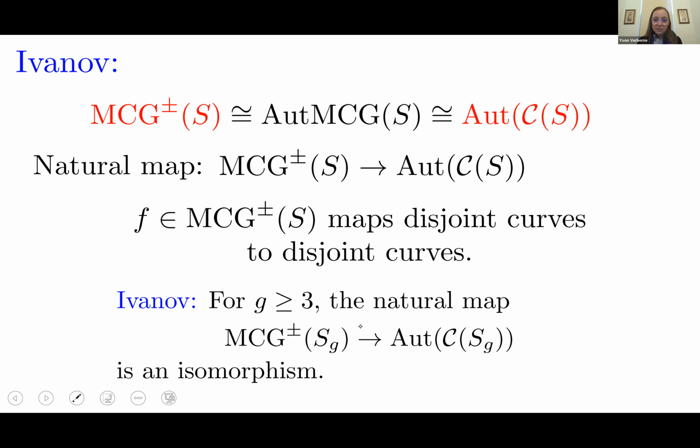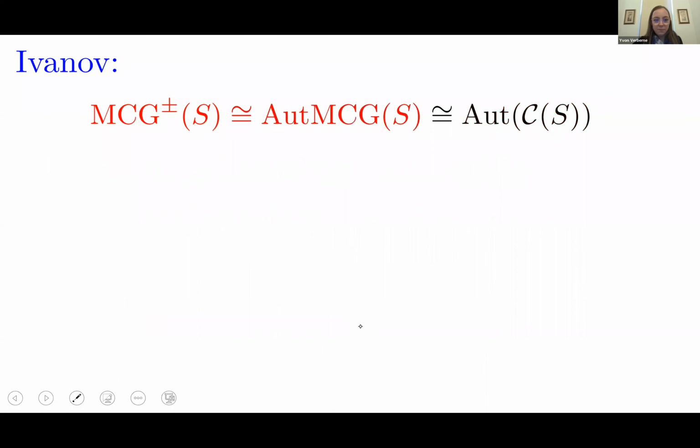So the work that Ivanov did was to see that this map did in fact have an inverse. So Ivanov was able to show that for surfaces of genus at least 3, this natural map is in fact an isomorphism. Now let's look at the second part of this theorem. So why would the extended mapping class group of a surface be isomorphic to the automorphisms of the mapping class group?